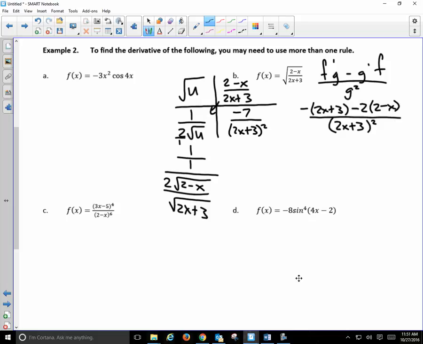Times negative 7 over 2x plus 3 quantity squared. Now, what will I do with this? Flip it. Yeah, just multiply by the reciprocal, right?